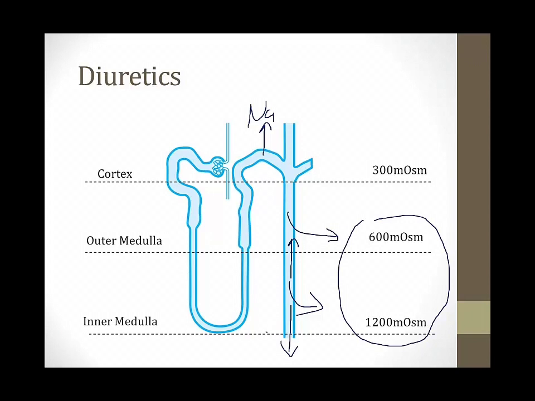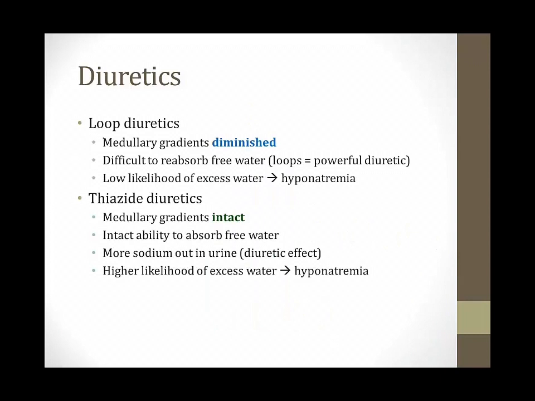You're sending sodium out in the urine, but your ability to reabsorb free water remains intact, and thus the tendency to develop hyponatremia is much higher in patients taking thiazide diuretics. I've summarized these points on this slide. In patients taking loop diuretics, the medullary gradients are diminished. This makes it difficult to reabsorb free water, and this is why loop diuretics are powerful diuretics. This also means there's a low likelihood of resorption of excess free water leading to hyponatremia.